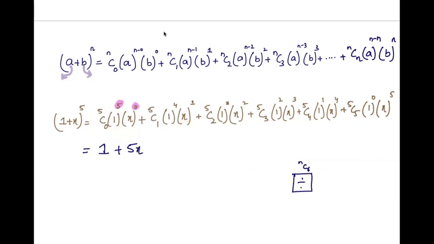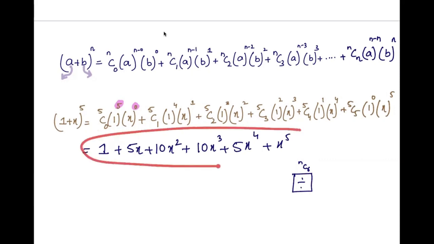Then you're going to evaluate 5C2. 5C2 comes out to be 10. 1 to the power of anything is 1, x squared. 5C3 now. 5C3 is 10 again, x cubed. 5C4 is 5, x to the power of 4. And 5C5 is 1 again, so x to the power of 5.